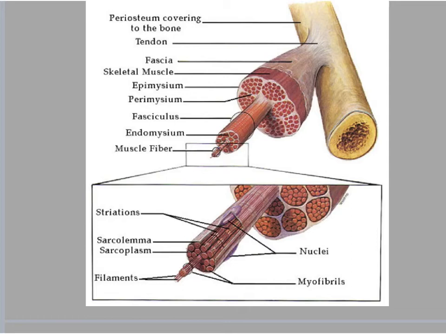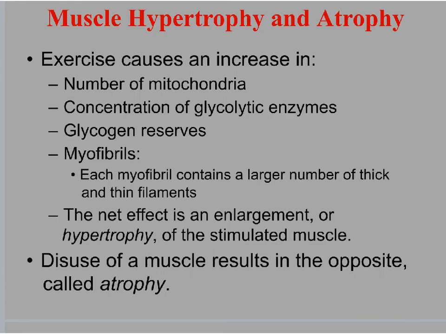Here's just another picture from a different author, showing you those different levels of organization. I won't explain too much on that. It's pretty self-explanatory. What we're going to do now is move on to a different topic, how muscles grow, and that's called hypertrophy, and how muscles shrink, and that's called atrophy.